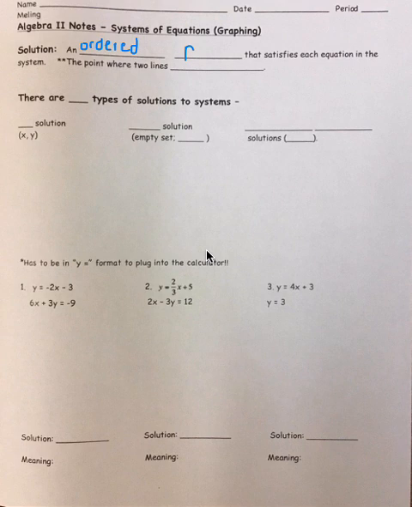It's an ordered pair that satisfies each equation in the system. It's the point where two lines cross. So it's an ordered pair that satisfies each equation in the system, the point where two lines cross. There are three types of solutions.